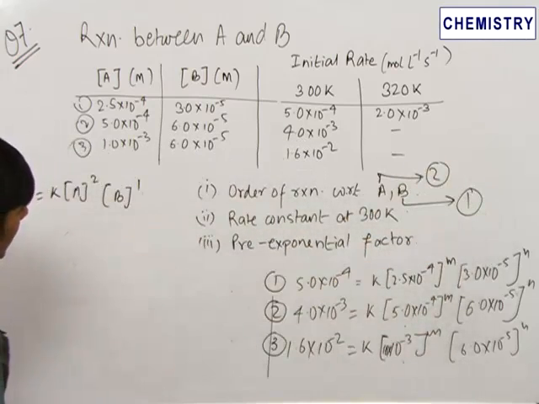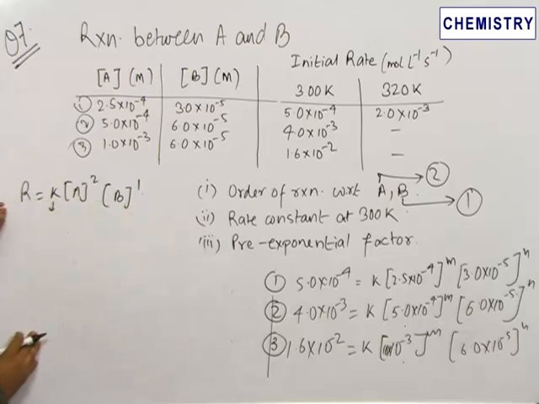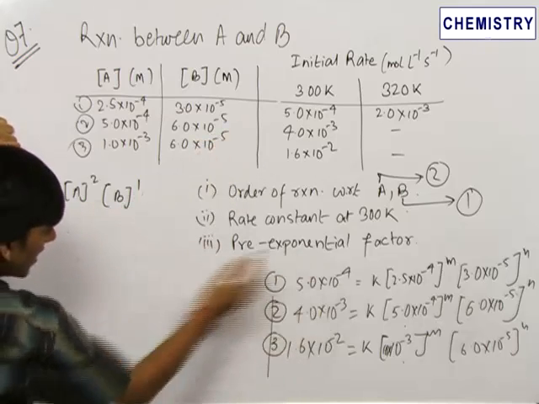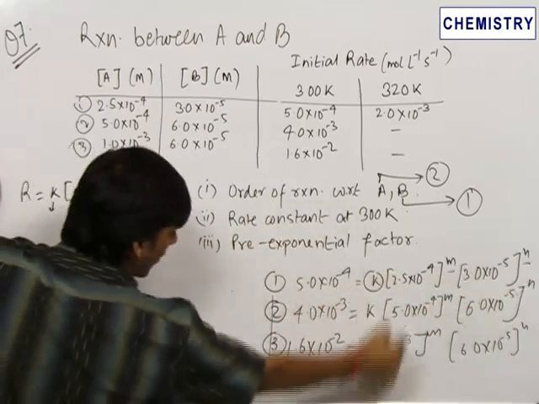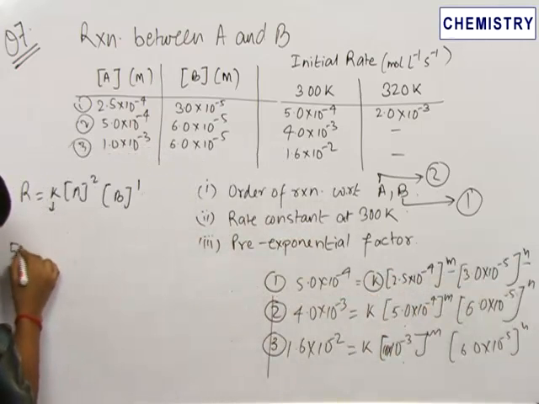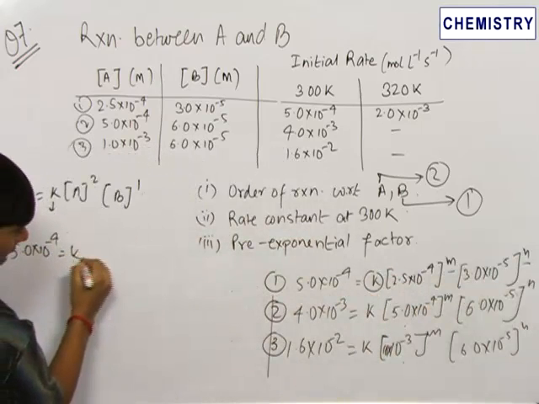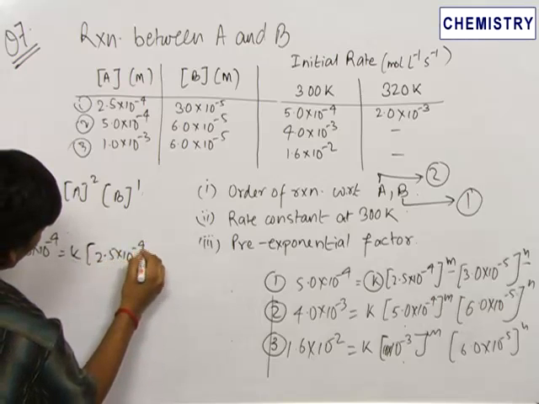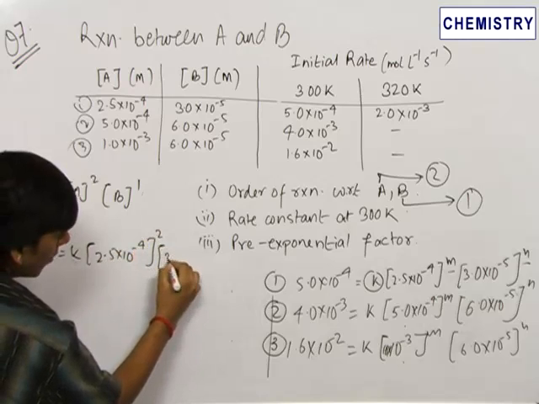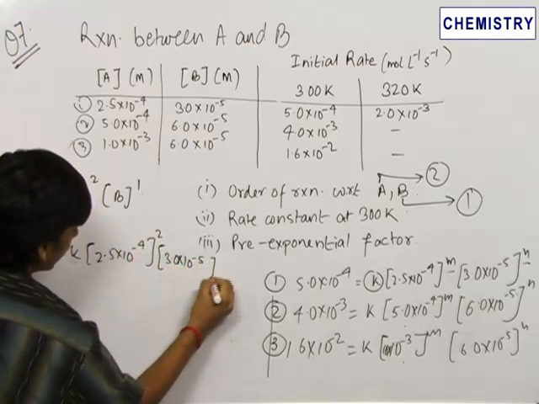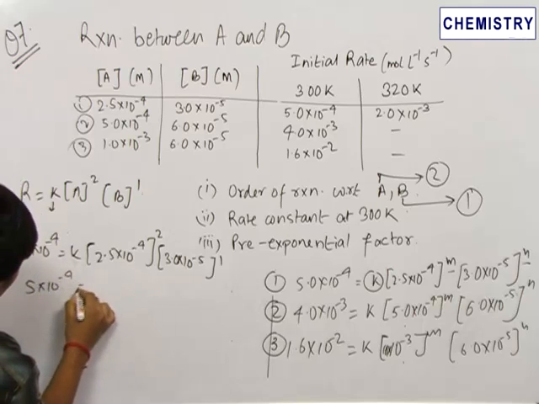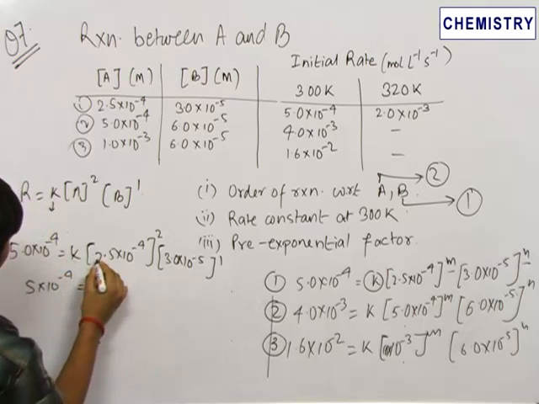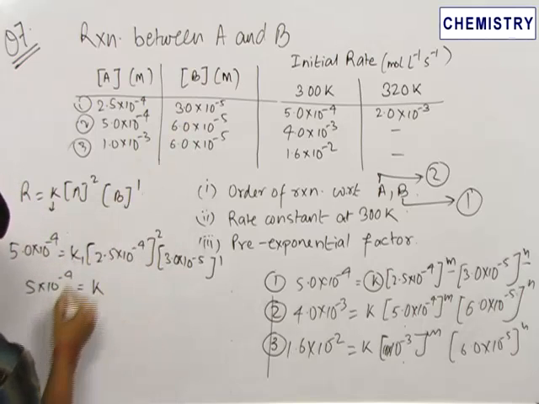Now let us solve for the second part, that is the rate constant at 300 Kelvin. To find out this rate constant at 300 Kelvin, we take any rate of reaction, any one of these reactions. Since we know the value of m and n, we can find out the rate constant by any one of these equations. Let us use the first equation to get 5.0 into 10 raised to minus 4 is equal to K times 2.5 into 10 raised to minus 4 to the power 2 into 3.0 into 10 raised to minus 5 to the power 1. On solving, we get 5 into 10 raised to minus 4 is equal to K. Let me write this as K1, that is the rate constant at 300 Kelvin.